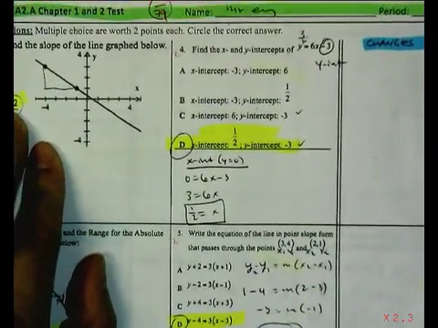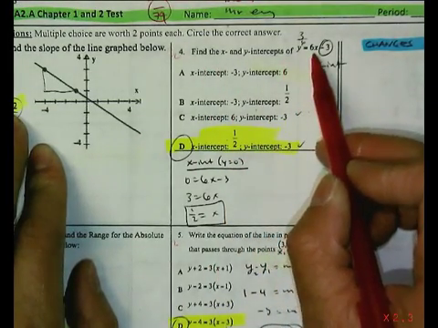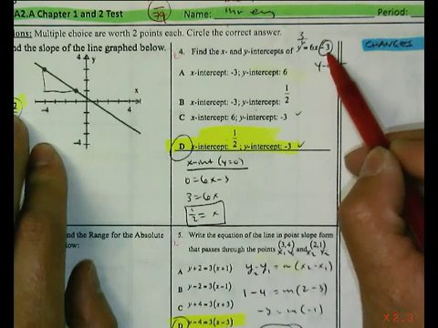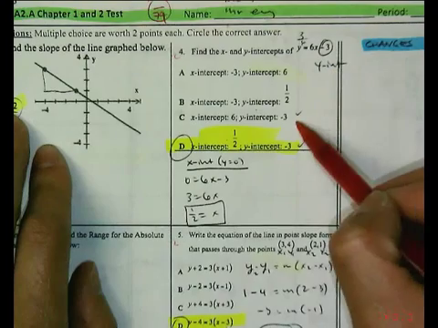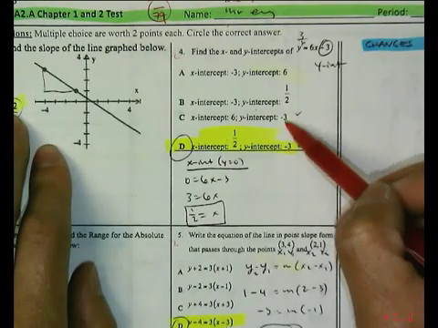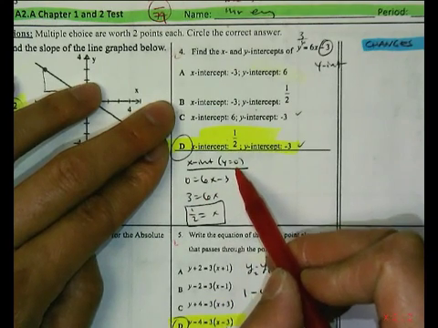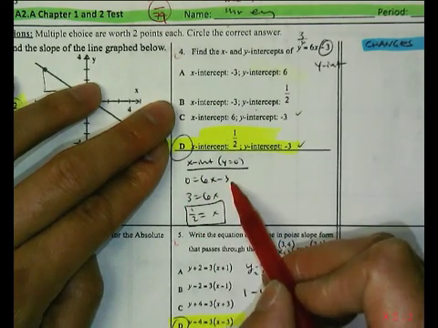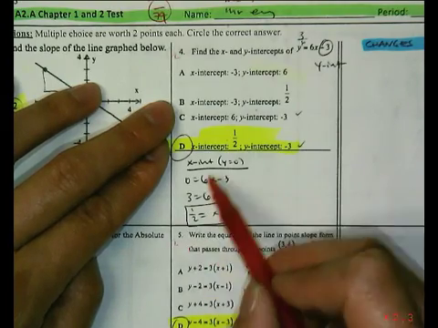Question number 4. Find the x and y intercepts of y equals 3x minus 3. Well, it's already in slope-intercept form, so your y-intercept is negative 3, which I have in these two right here. So it's now between C and D. To find your x-intercept, you just make y equal to 0. And solve, add 3, divide by 6. X is equal to 1/2. Here's our choice D.